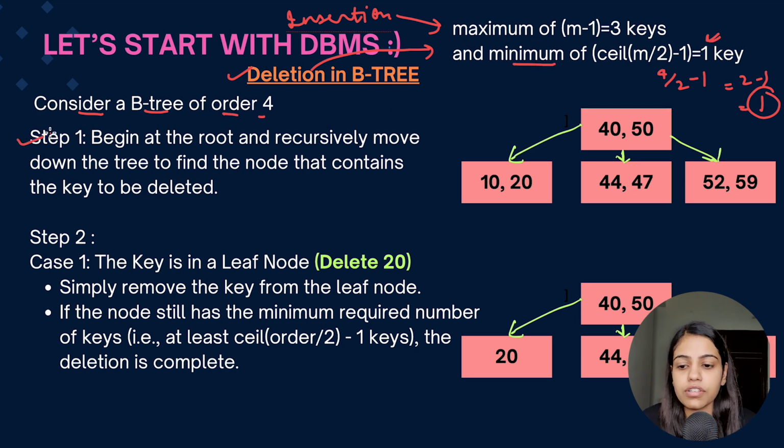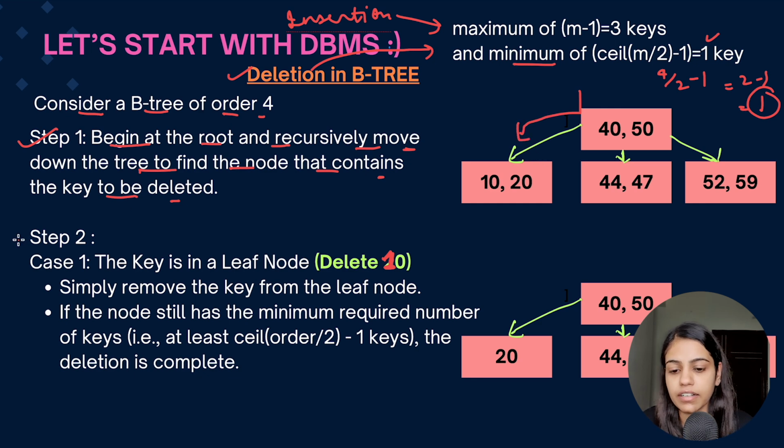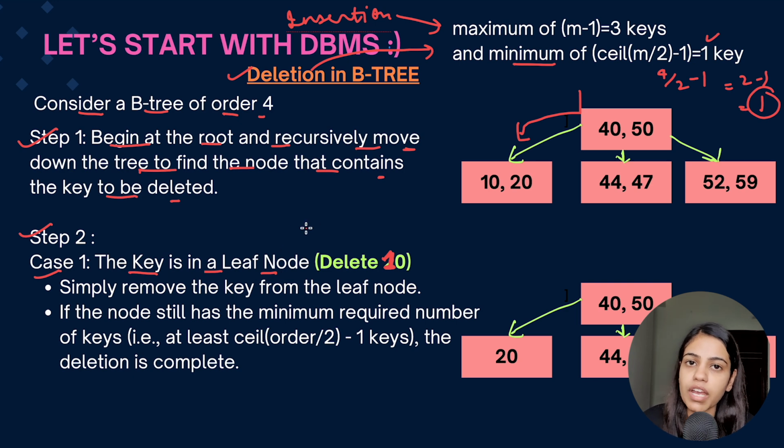So let's start. Step 1 is to begin at the root and recursively move down the tree to find the node that contains the key to be deleted. So we'll start from the root and search for the key which needs to be deleted. Step 2 is to consider the case where the key is in a leaf node. So we have to consider a case where we delete a key present in a leaf node. The first case is to simply remove the key from the leaf node.